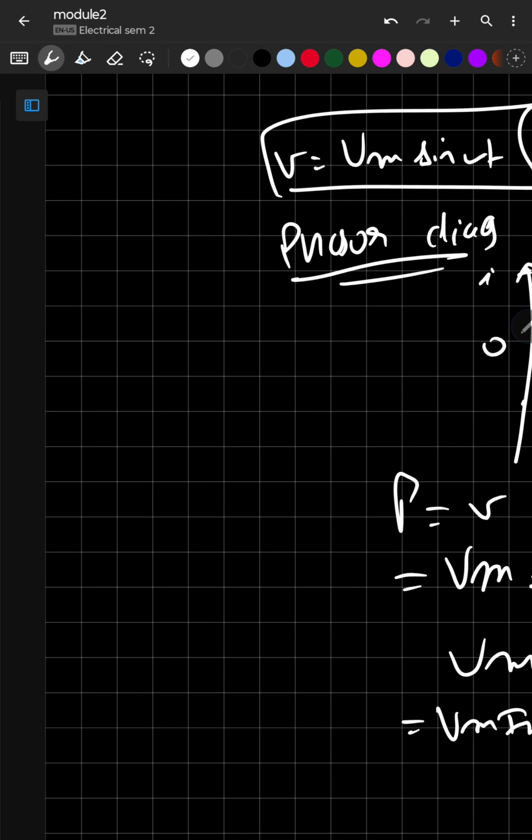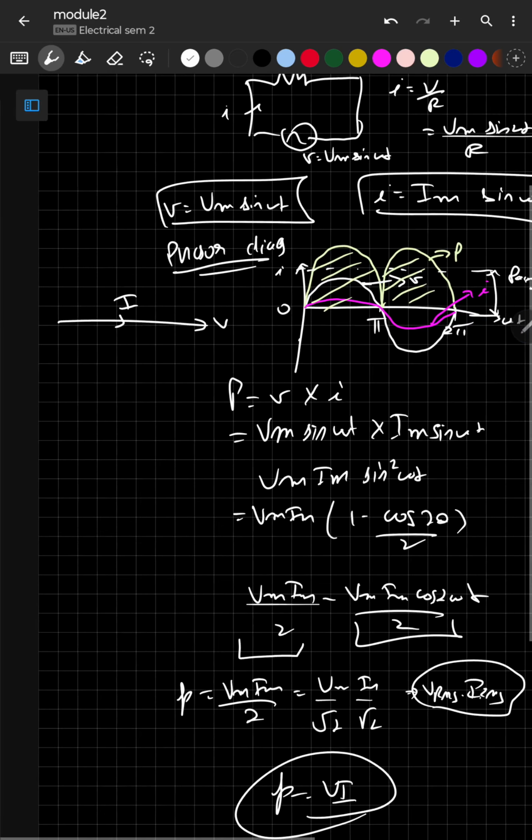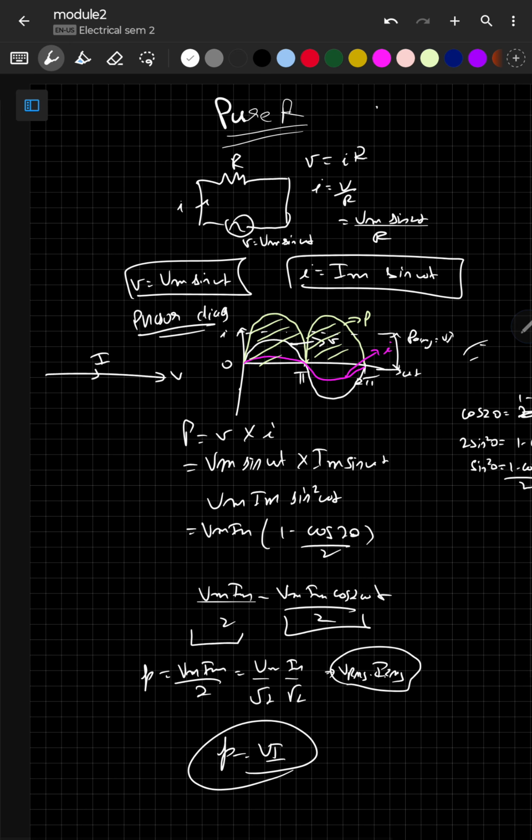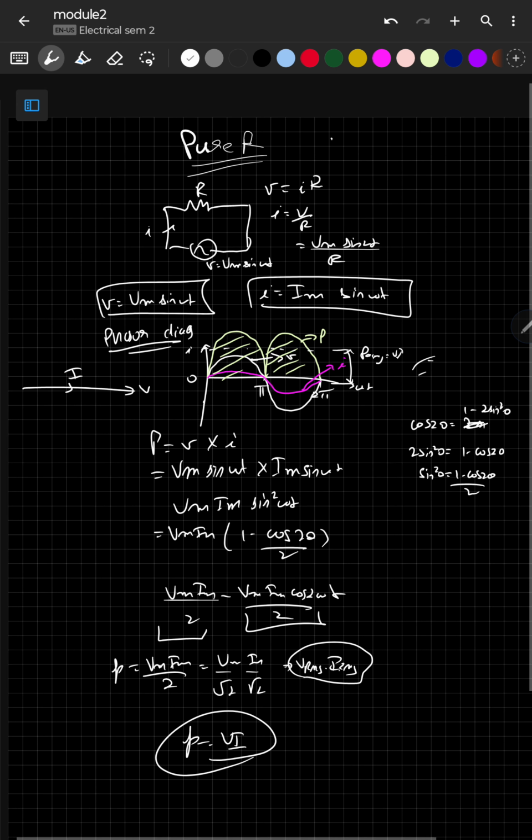So phasor diagram: V always put with the longer one and I also in the same direction. So V, I, that's a phasor diagram, both are in same phase. That's the waveform. This is the power equation, instantaneous power equation. So circuit diagram, current equation, phasor diagram, power equation and waveform. Done. It was very easy, right?